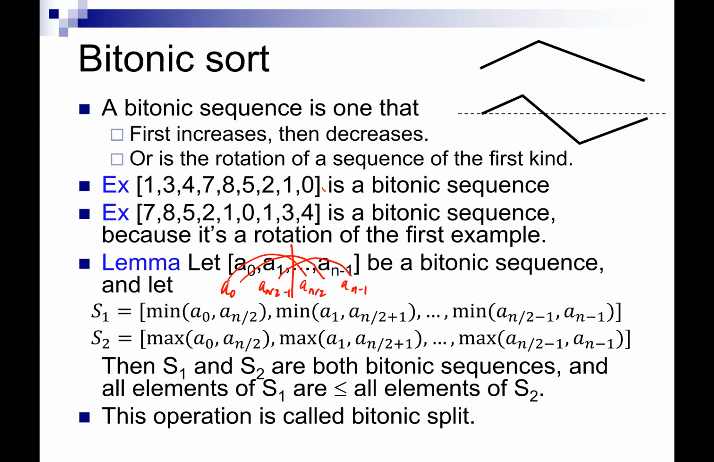So that's going to produce a sequence of n over 2 numbers, and you're going to call that sequence S1. Okay, and then you're going to take the same matching, right? But now you're going to take the max of each pair of numbers. So that's also a sequence of n over 2 numbers. You're going to call that S2.